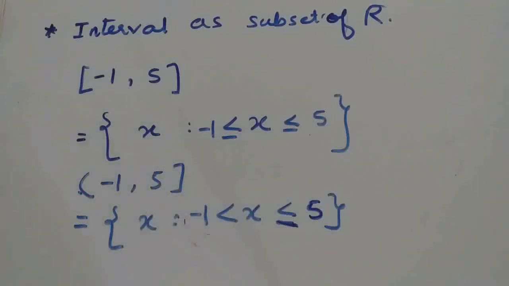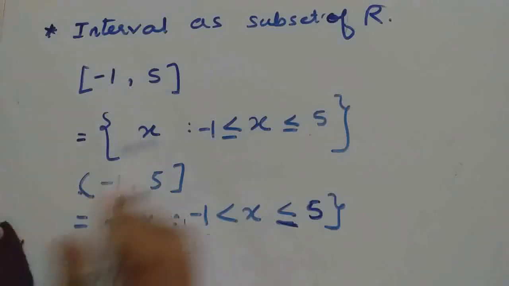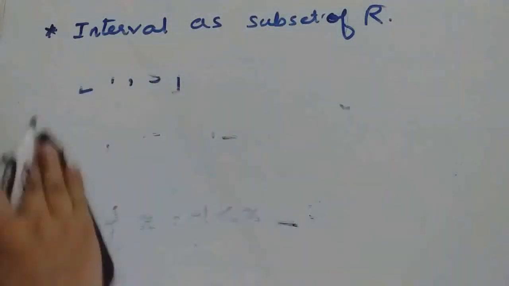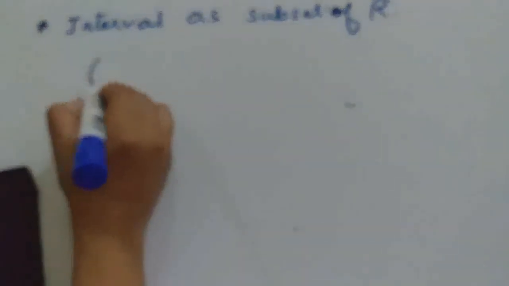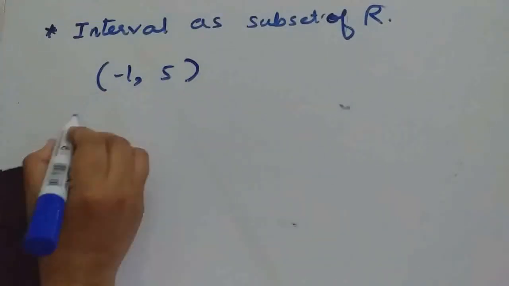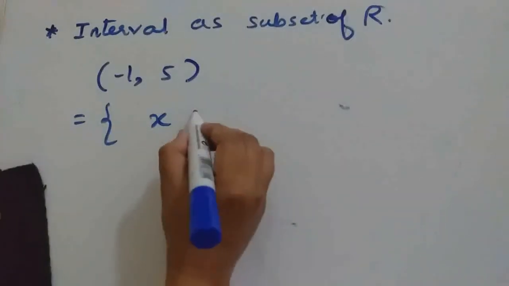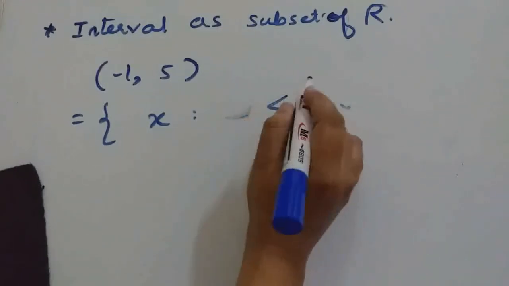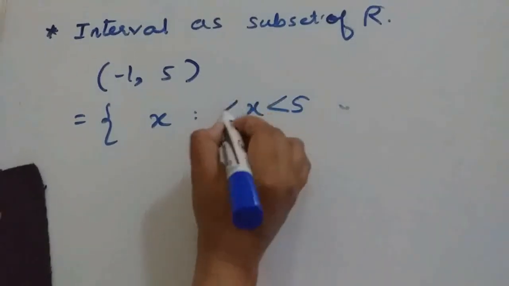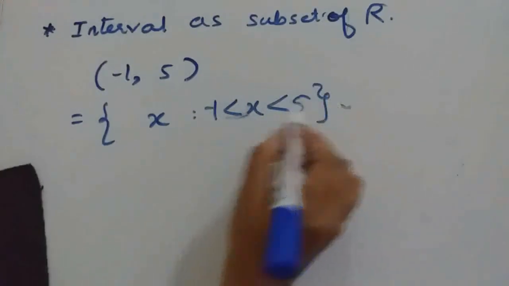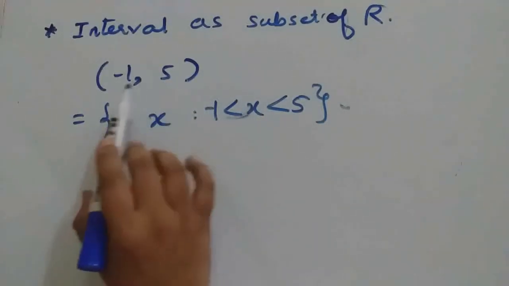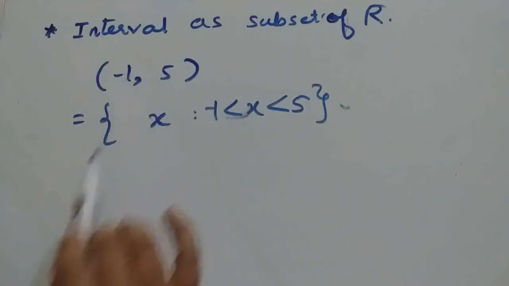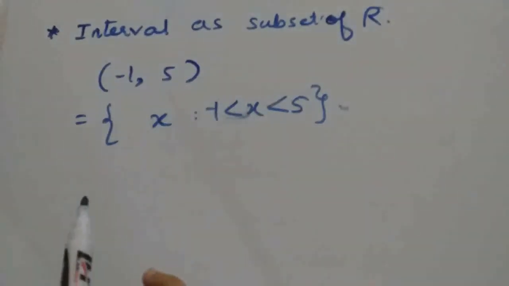And similarly, if you take the example of the open interval (-1, 5), it can be written as x such that x is less than 5 and greater than -1, and in this particular set -1 and 5 will be excluded from the set.